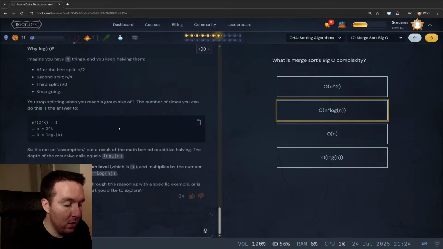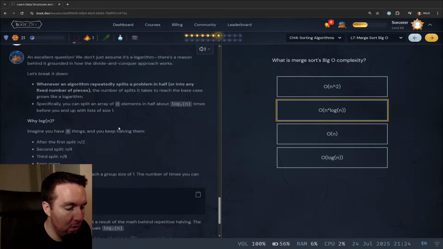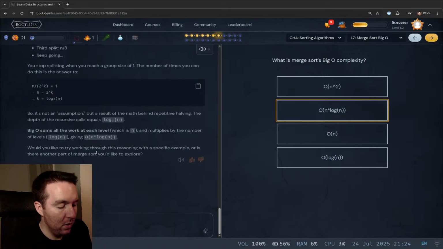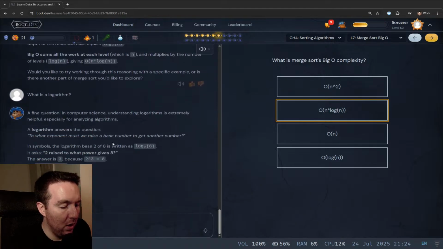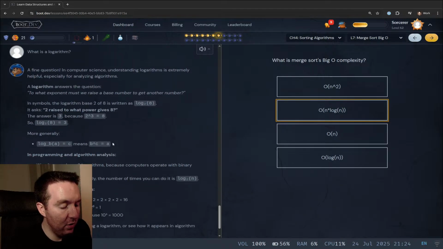Logarithm with an N? No. What is a logarithm? A fine question. In computer science, understanding logarithms is extremely helpful for analyzing algorithms. A logarithm answers the question: to what exponent must we raise a base number to get another number?